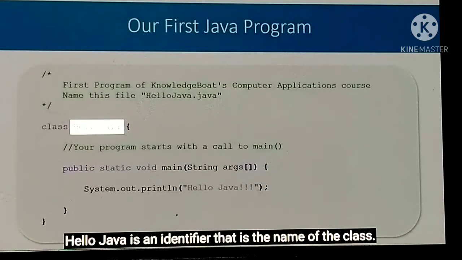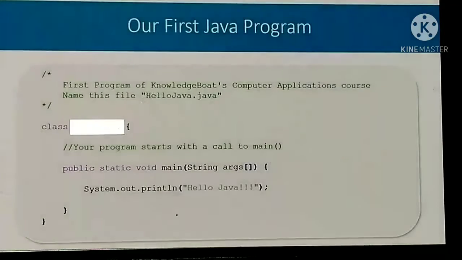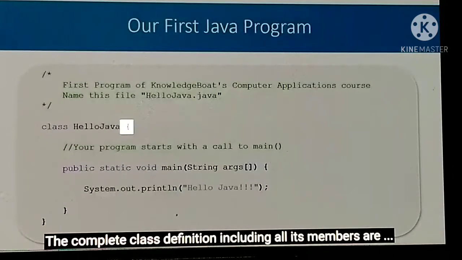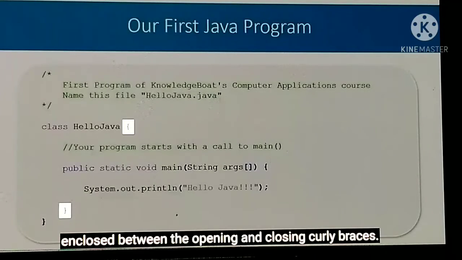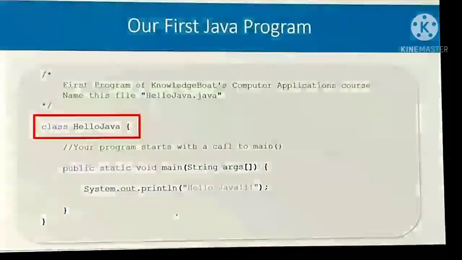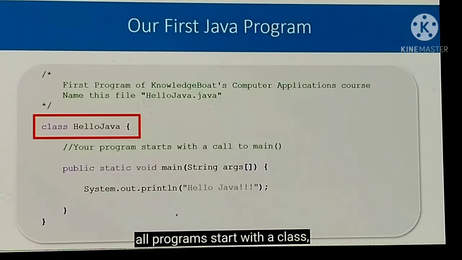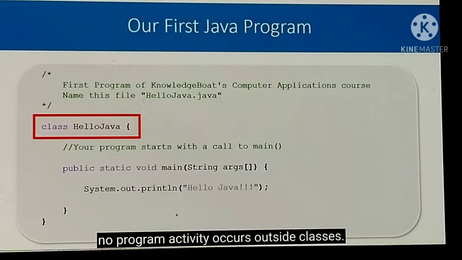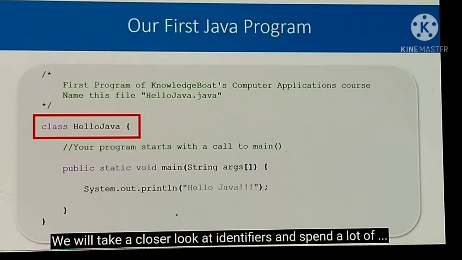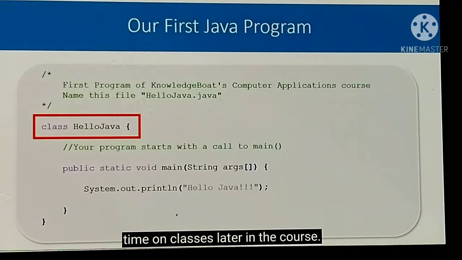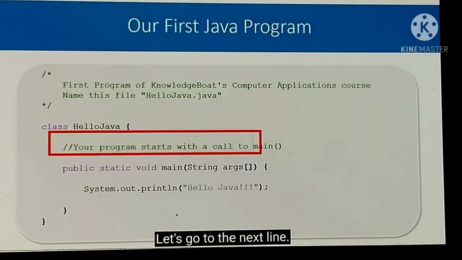Hello Java is an identifier, that is the name of the class. The complete class definition, including all its contents, is enclosed between the opening and closing brackets in Java. All programs start with a class. No program activity occurs outside classes. We will take a closer look at identifiers and spend a lot of time on classes later in the course.